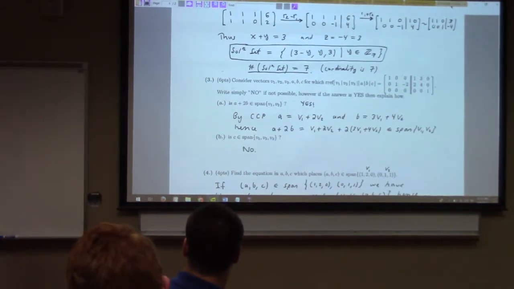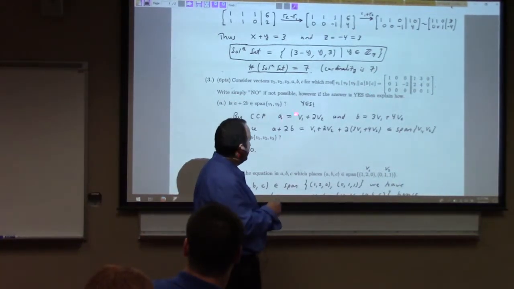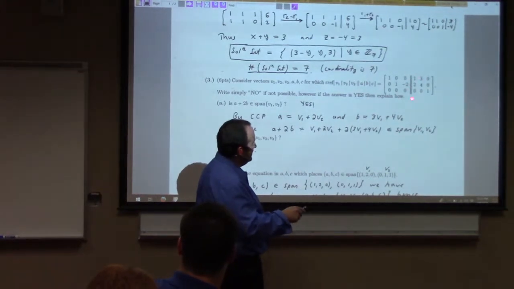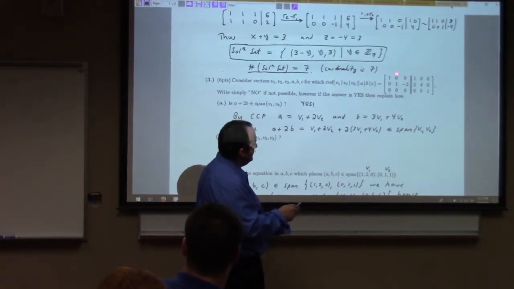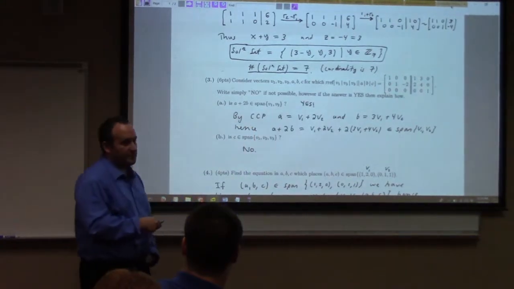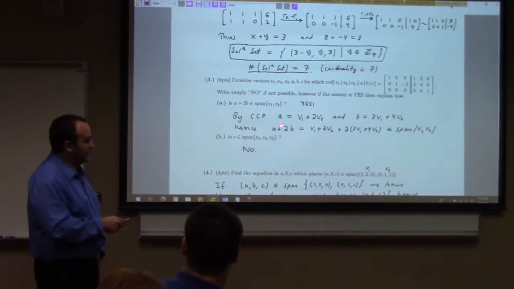Problem 3 is all about the CCP. So by this column correspondence property, I can see that A, which is this column, corresponding to that column, is the first column plus twice the second column. In other words, A is equal to V1 plus 2V2. And B is the 5th column, and I can see that's 3 times V1 plus 4 times V2 by direct inspection of the reduced echelon form. So these are apparent by the column correspondence property, and then if you put those together, A plus 2B is this, which is in the span. So yes, A plus 2B is in the span.